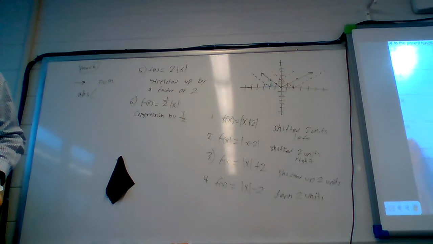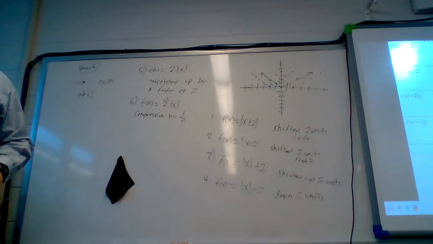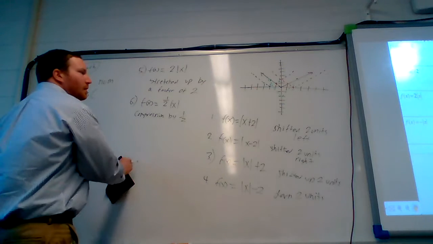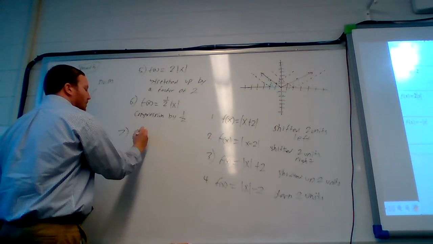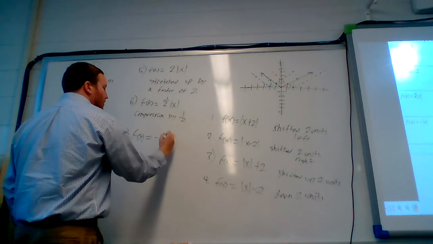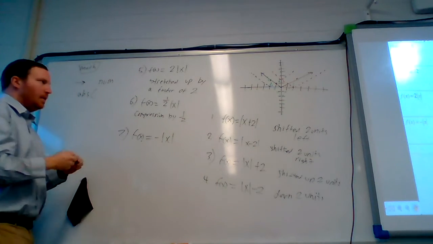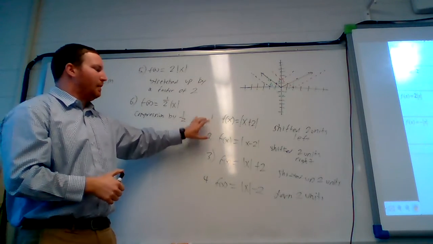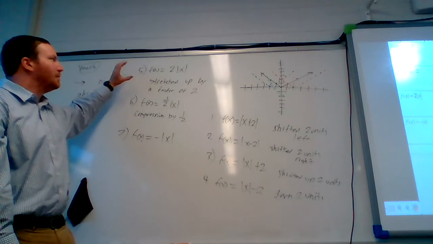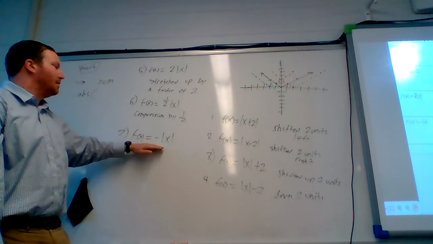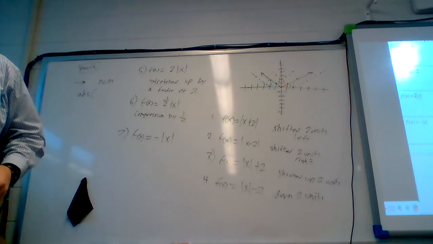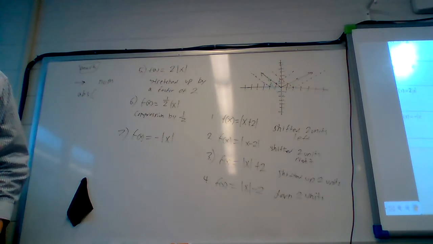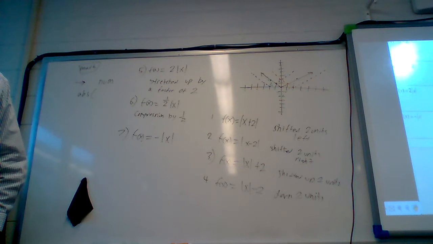And then our last one, we have f of x equals negative absolute value of x. So we've shifted left and right, we've shifted up and down, we've stretched, we compressed. What do we think our last one is going to be? Flip it.